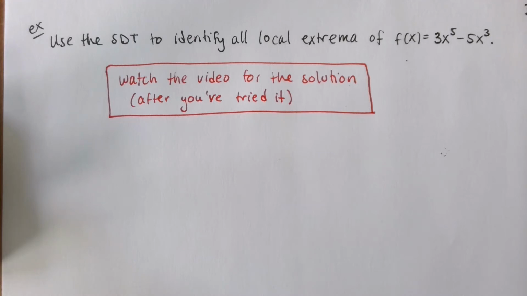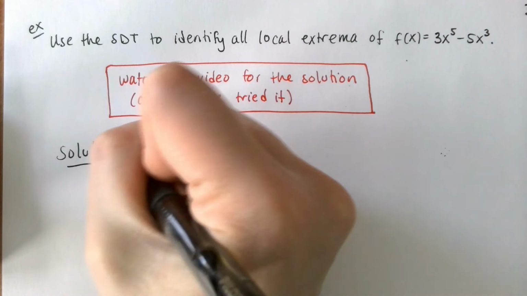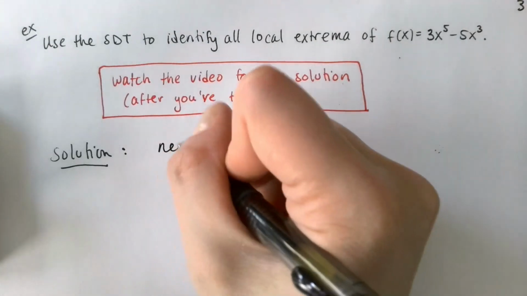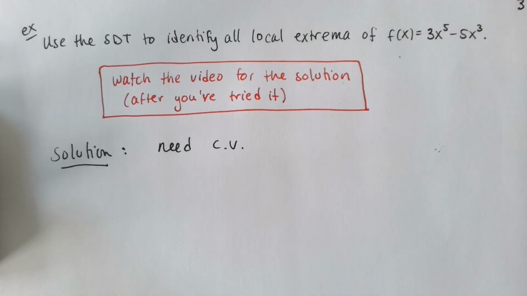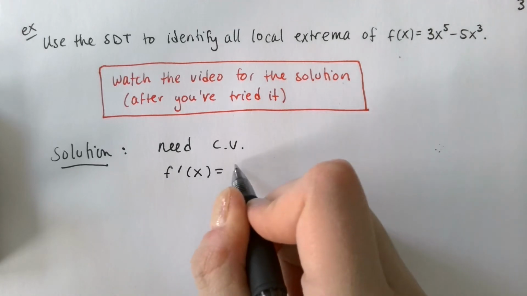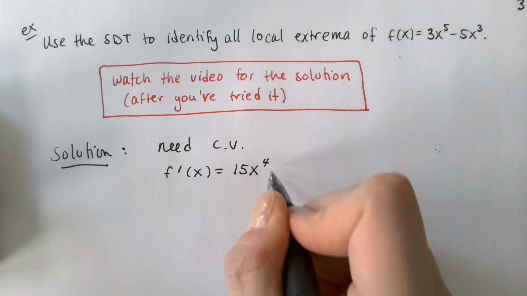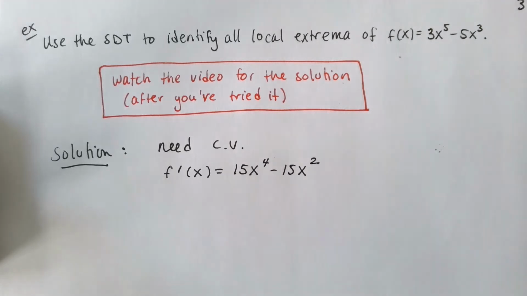So the first thing we want to do is find the critical values of this function. This is exactly how we would have started the question if we were using the first derivative test to answer the exact same problem. So we'll take the derivative and find where it's 0. Alright, so the derivative of this function is 15x to the fourth minus 15x squared.